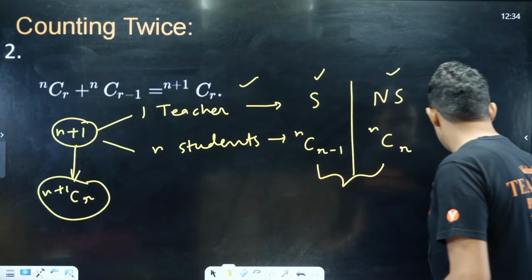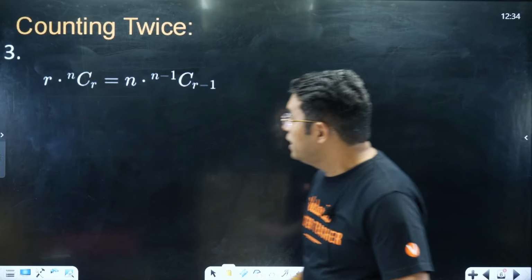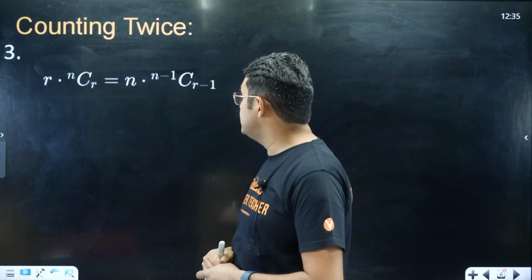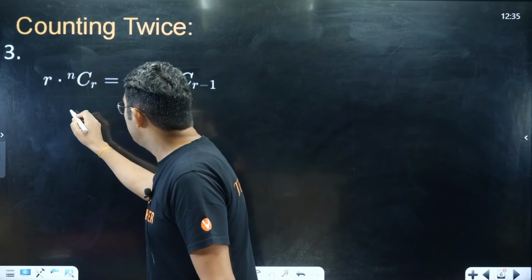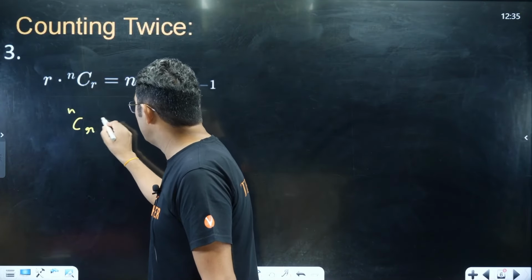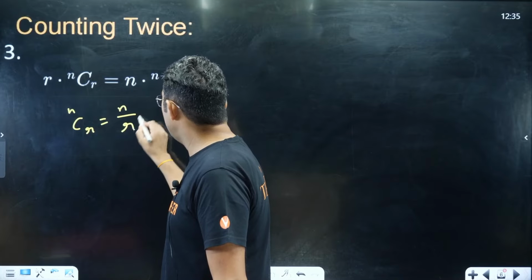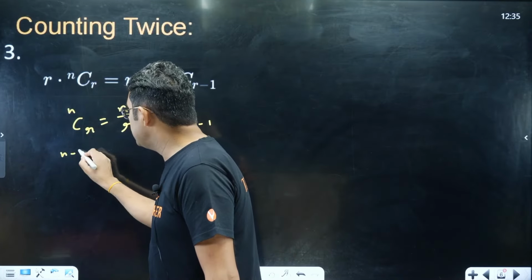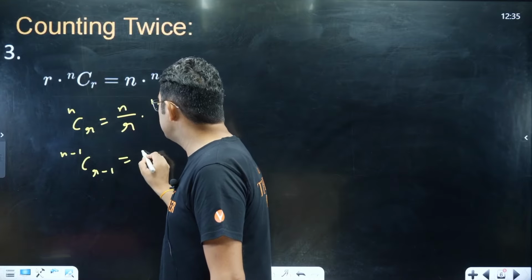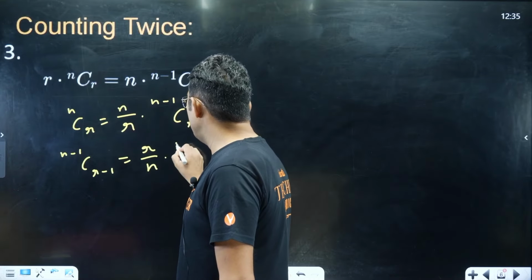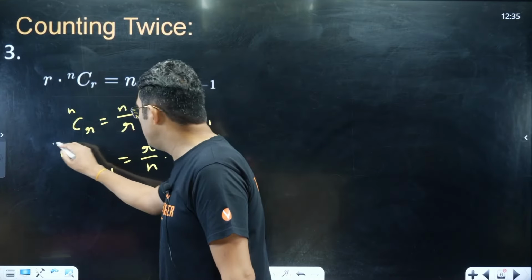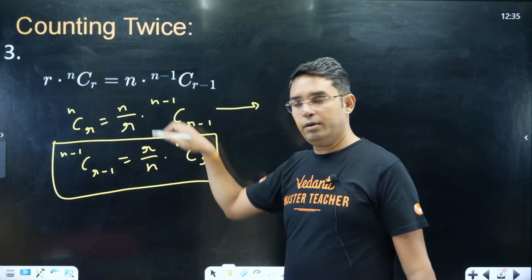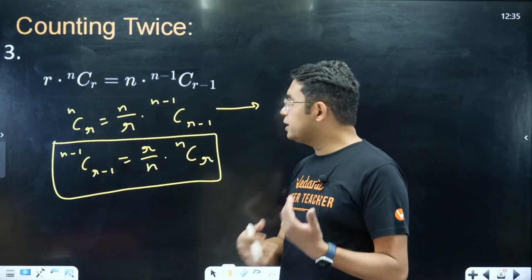Okay, now coming to this thing here, r into NCR is equal to n into n minus 1 CR minus 1. We mostly remember this like this also: NCR is equal to n by r into n minus 1 CR minus 1, or n minus 1 CR minus 1 is equal to r upon n into NCR. I think I will go with this thing. But to derive this, I will use this result. I think they all are the same thing, just a rearrangement.